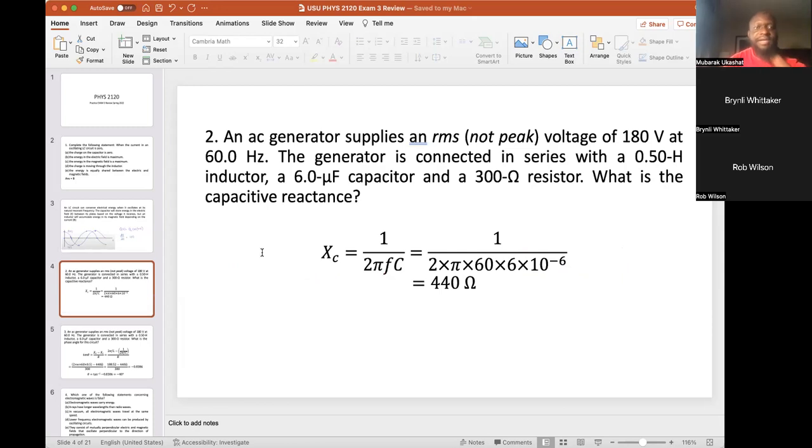Okay, next problem. An AC generator supplies an RMS, not peak, voltage of 180 volts at 60 hertz frequency. The generator is connected in series with a 0.5 henry inductor, a 6 microfarad capacitor and a 300 ohm resistor. What is the capacitive reactance? Capacitive reactance is just 1/(2πfC). So we don't care about the inductor, the resistor, the voltage. Those are just given to us, and we're going to use them probably in the next problem. But the capacitive reactance is 1/(2π times the frequency times the capacitance), converting to SI units, times 10^-6. And that gives us that.